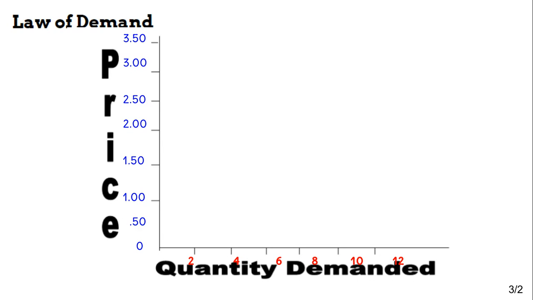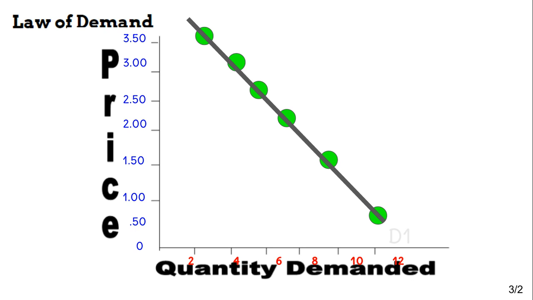Then you are going to go ahead and label your D1, which is going to be at $3.50, you're going to have 2. At $3, you're going to have 4. At $2.50, you're going to have 6. At $2, you are going to have 8. $1.50, you are going to have 10. And at 50 cents, you're going to have 12. Now, because this is D1, you want to put a line through it and then label it D1.